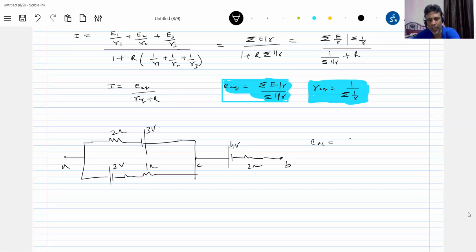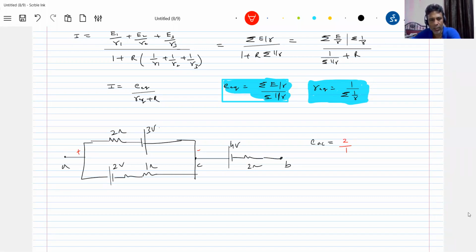We'll do one thing. A positive we will take. This is only an assumption. I'll just assume this end will be positive, this will be negative. Based on that, you can see now 2 volt is connected to positive terminal A. So the formula will be 2/1. Take help of this formula, summation of E.